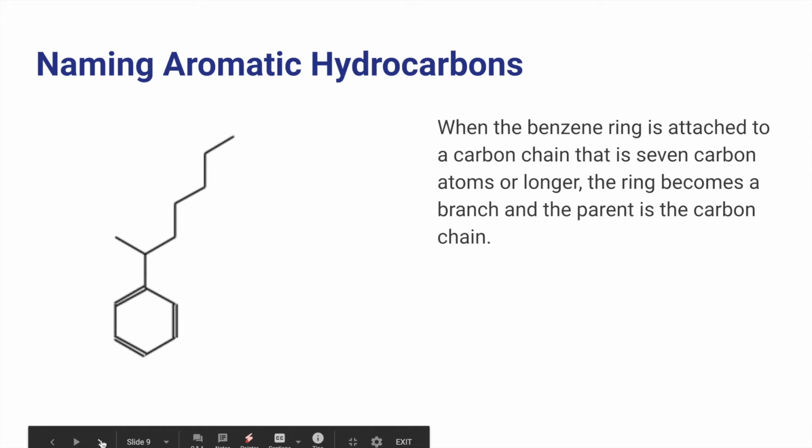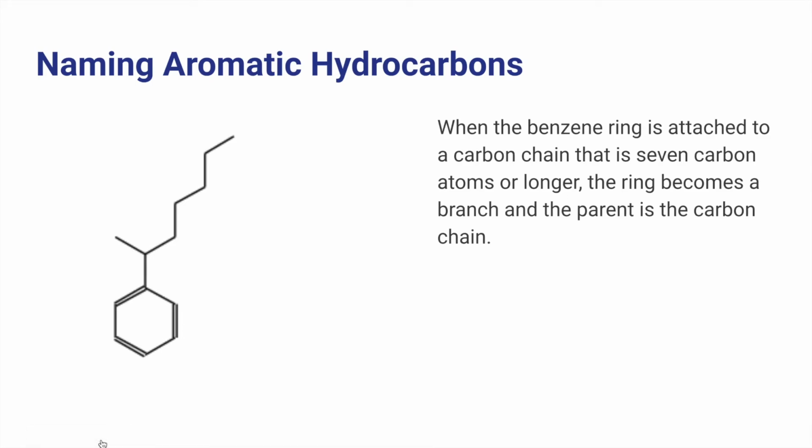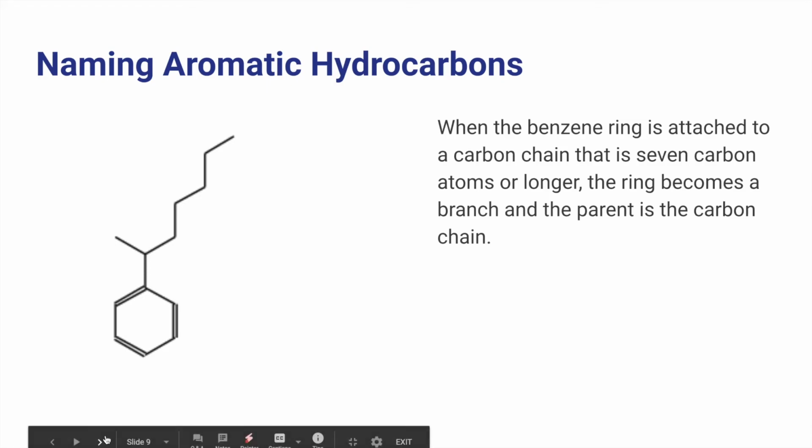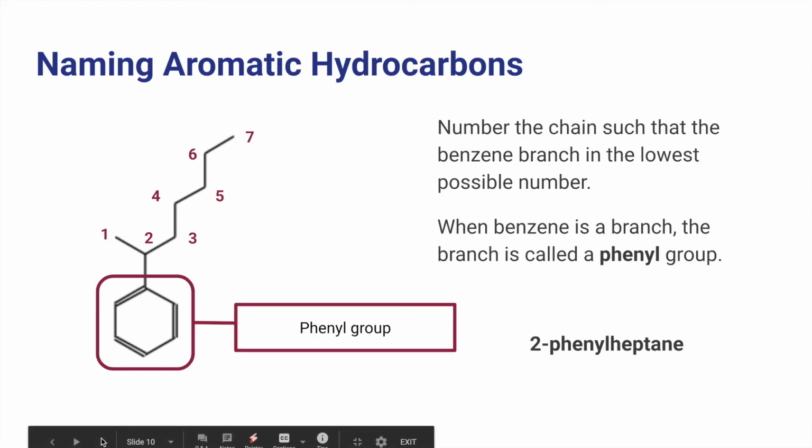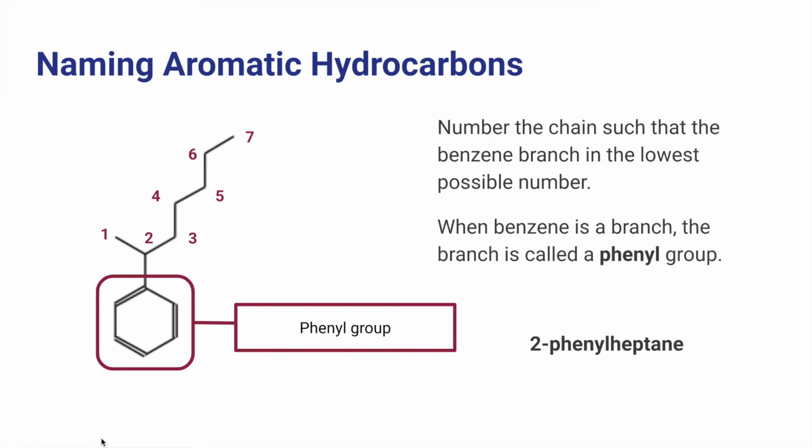All right, if the benzene ring is attached to a carbon chain that is 7 carbon atoms or longer, the ring then becomes a branch, and the parent is that carbon chain. So in this example, we've got 7 carbons in the chain, and the benzene needs to be at the carbon with the lowest possible number. So this would put it at carbon 2. When benzene is a branch, the branch is called a phenyl group.